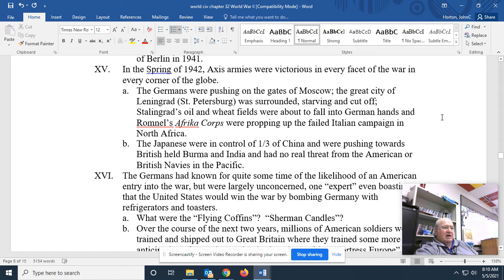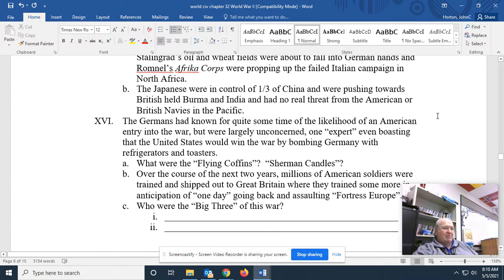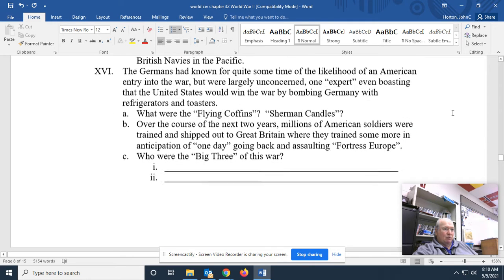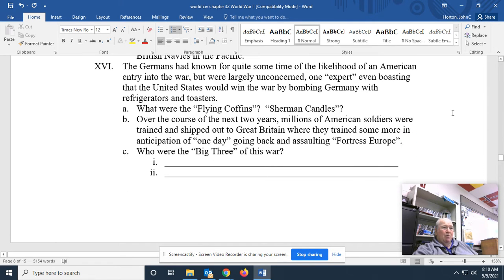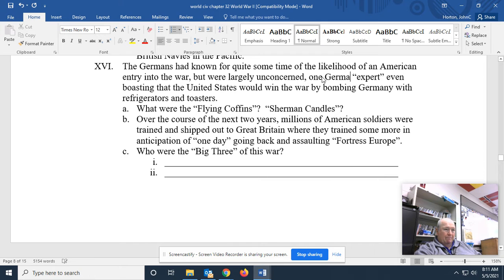All right. Now, the Germans had known for quite some time of the likelihood of an American entry into the war, but were largely unconcerned. One German expert even boasted that the United States would win the war by bombing Germany with refrigerators and toasters. In fact, they had some reason to feel like this.